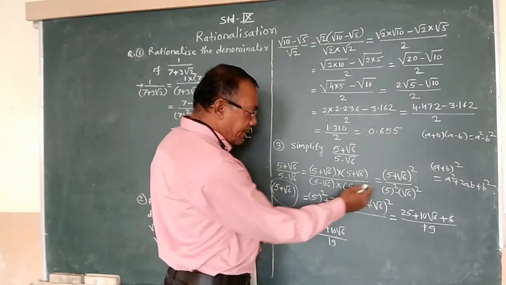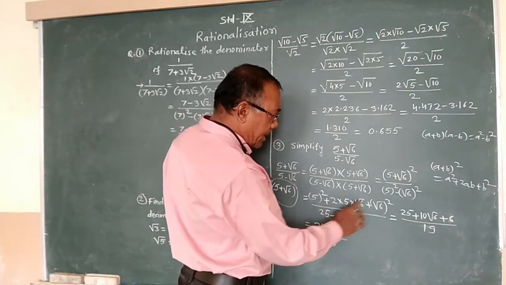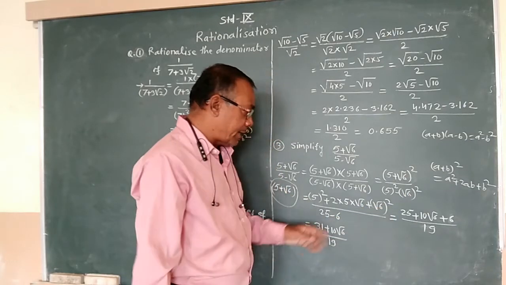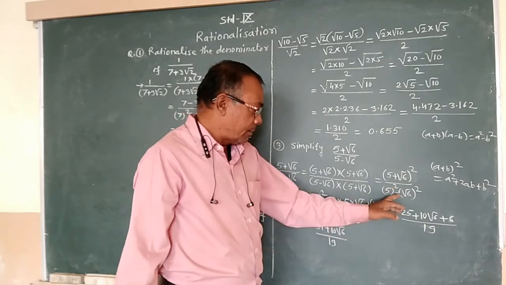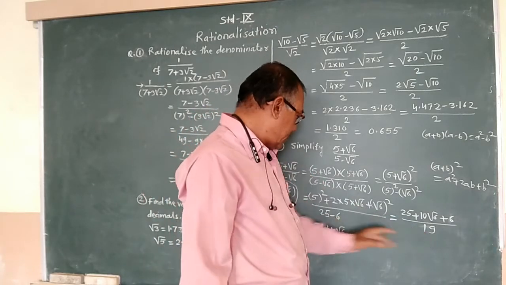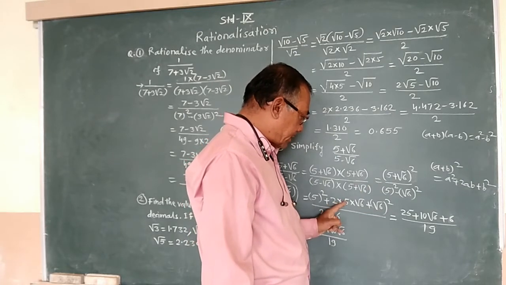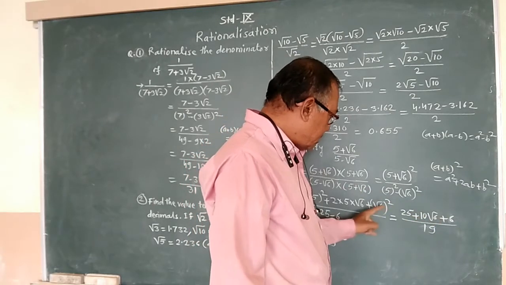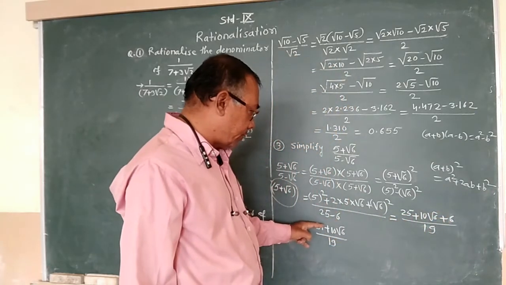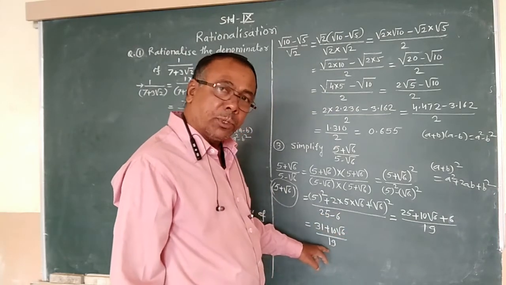In this way we can write here 5 square, means a square, plus 2, where a means 5 and b means root 6, plus b square, means root 6 square, divided by 5 square, which is 25, minus root 6 square, which is 6, and 25 minus 6 will be 19. Here 5 square is equal to 25, 2 into 5 is 10 root 6, plus the square of root 6 is 6, and 25 plus 6 will be 31 plus 10 root 6 divided by 25 minus 6, that is equal to 19.